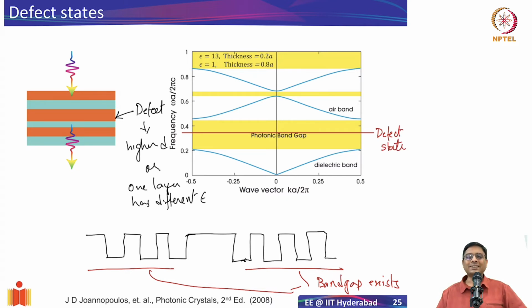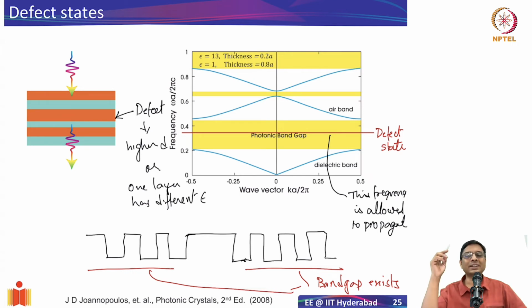When I say defect, it might feel like it has a negative connotation, like it's bad, but no, it can be useful. The reason is, this particular energy level is allowed, this particular frequency is allowed to propagate. Where is it allowed to propagate? At the physical location of the defect.